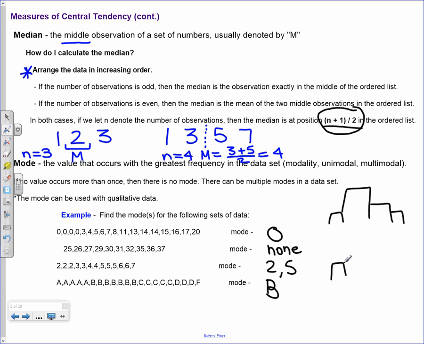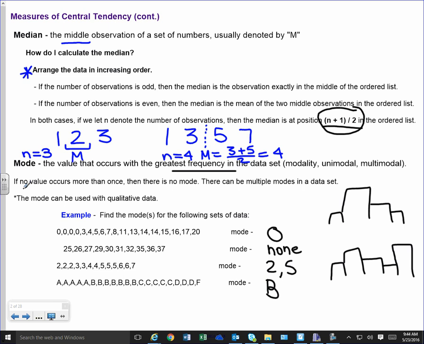Something like this, see, that would be multimodal. We see the two peaks there that seem to be occurring as often as each other. So those would both be modes. So now we're talking about actually what the mode is. The mode is the value that occurs with the greatest frequency in the data set. So that's where those terms modality, unimodal, multimodal all come from.